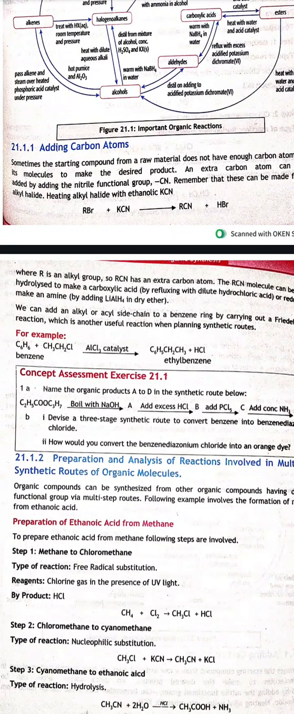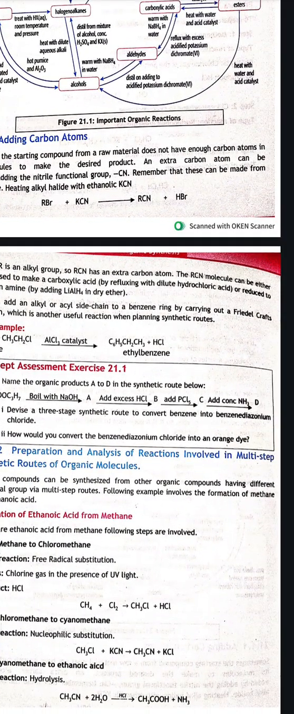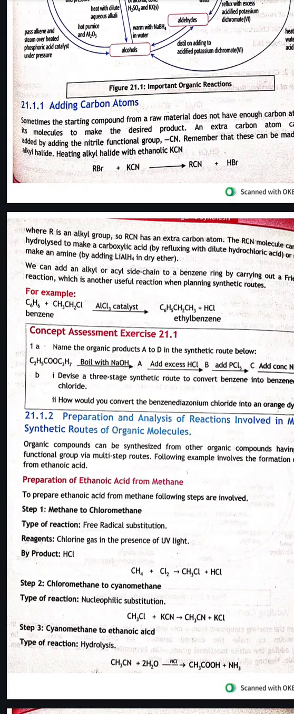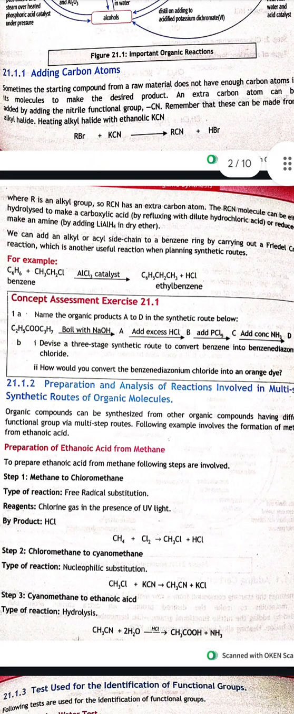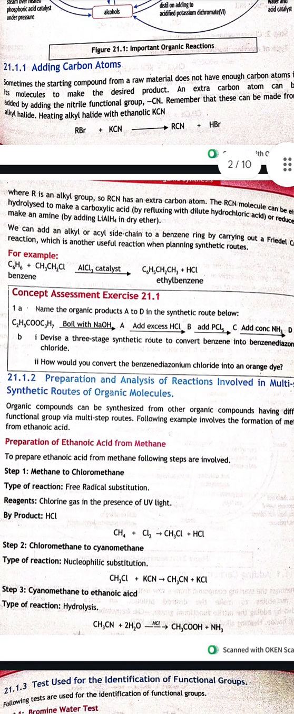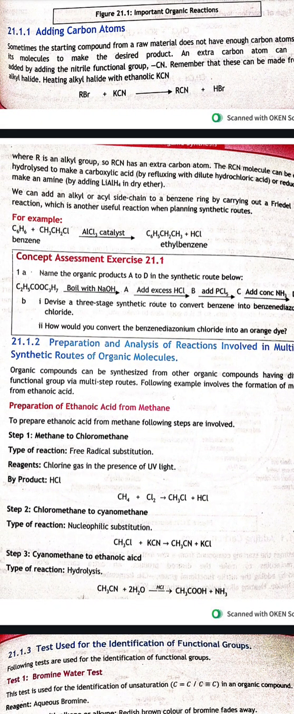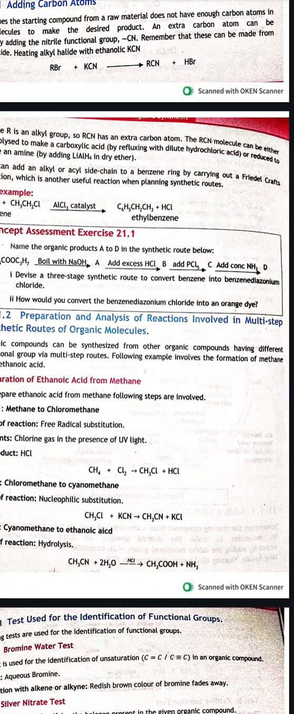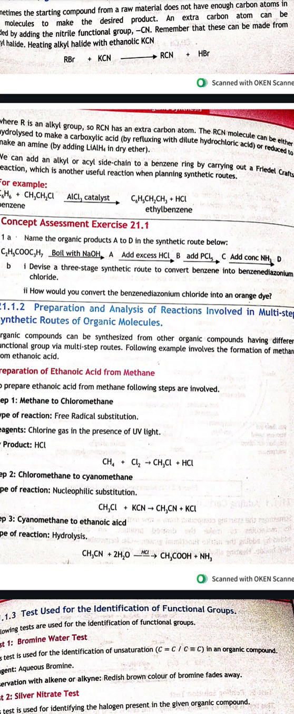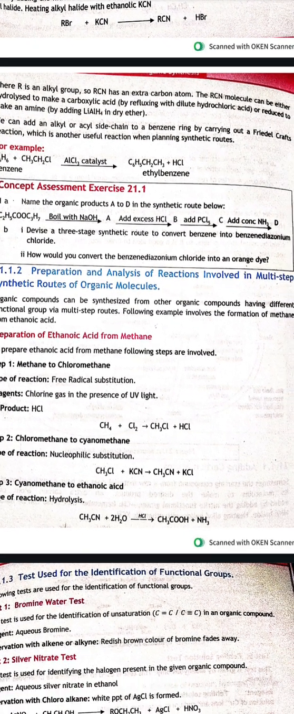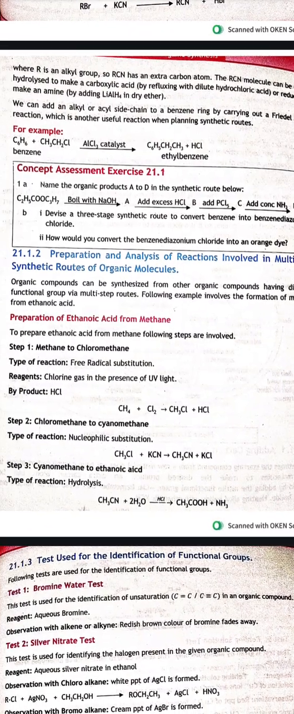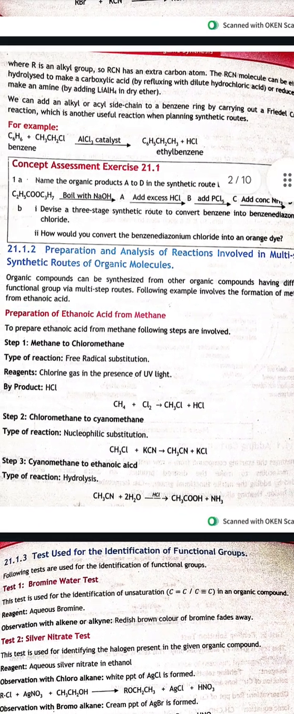Adding carbon atoms. Sometimes the starting compound from the raw material doesn't have enough carbon atoms. An extra carbon atom can be added by adding the nitrile functional group. Remember that these can be made from an alkyl halide. So an alkyl halide, when it reacts with KCN, will provide us RCN plus KBr, where R is an alkyl group. RCN has an extra carbon. The RCN molecule can either be hydrolyzed to make a carboxylic acid by refluxing with dilute hydrochloric acid, or reduced to make an amine.